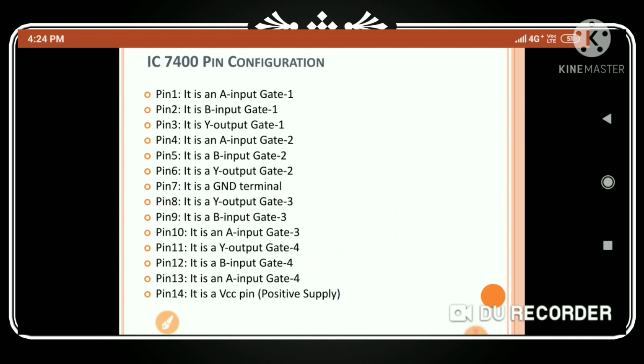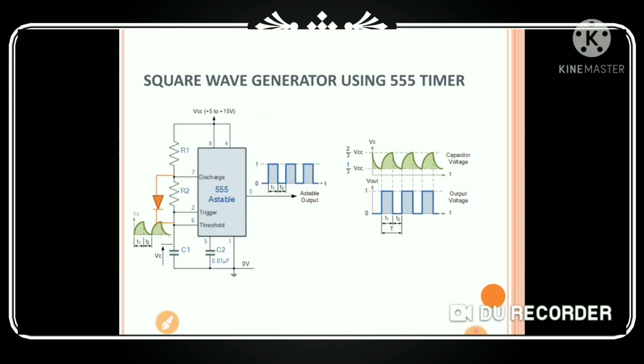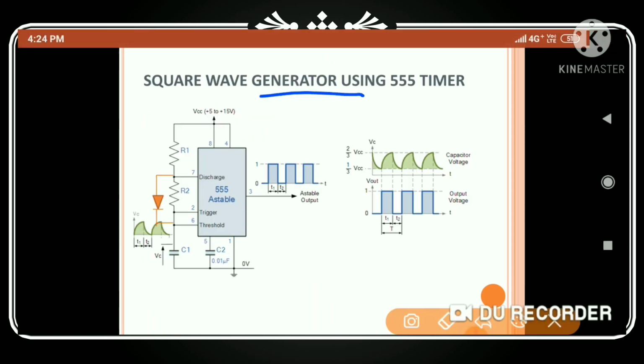Okay, you can see there is only a little bit of confusion in this one. Remember, the 8th is not an input, 8th is the output, 9th and 10th are the inputs here. Here also 12th and 13th are the inputs and 11th is the output. Okay, remember these things. The next one is the square wave generator using 555 timer.